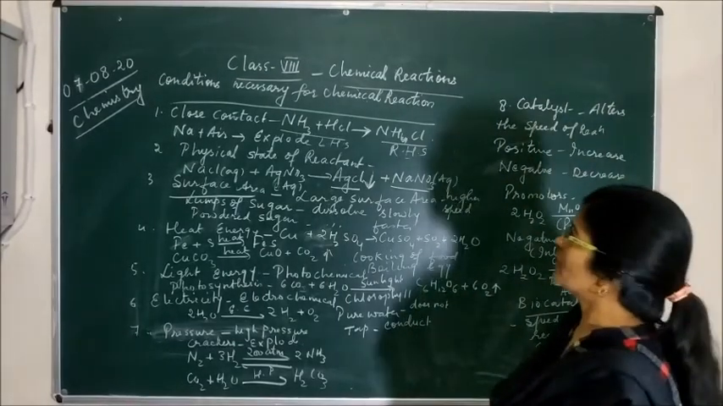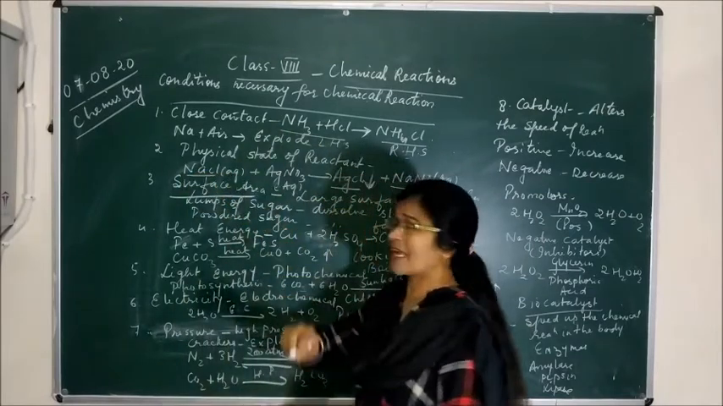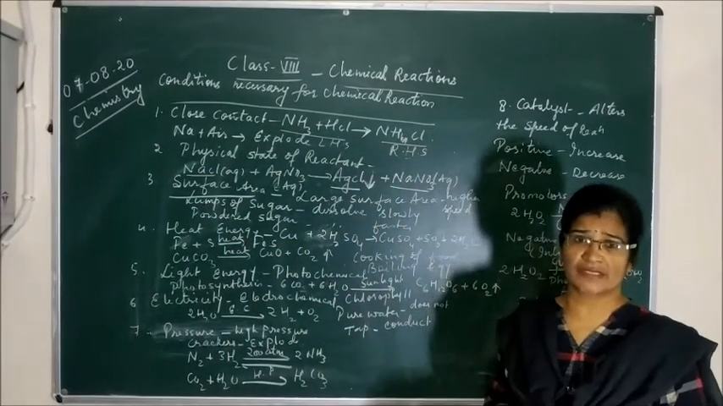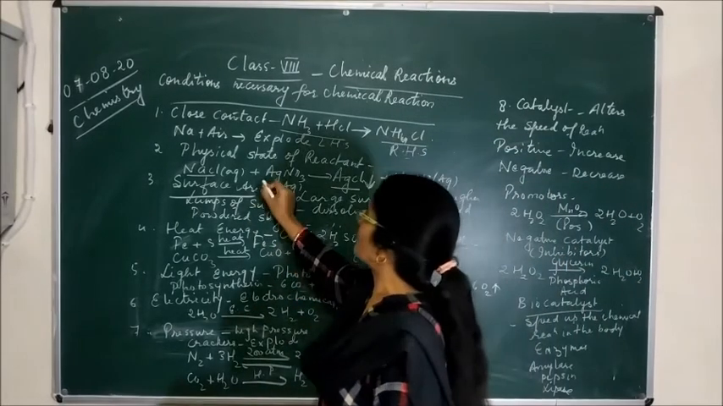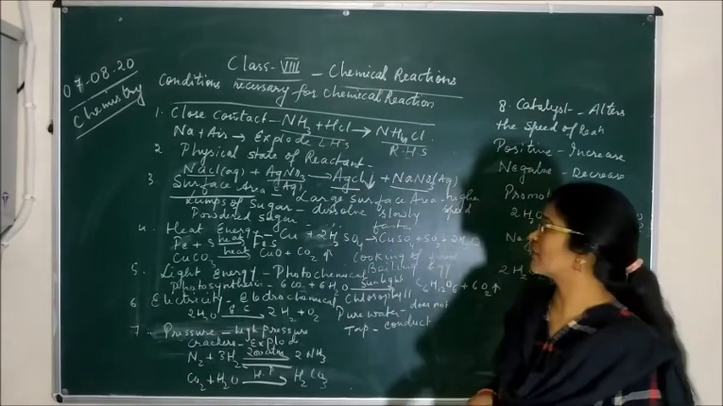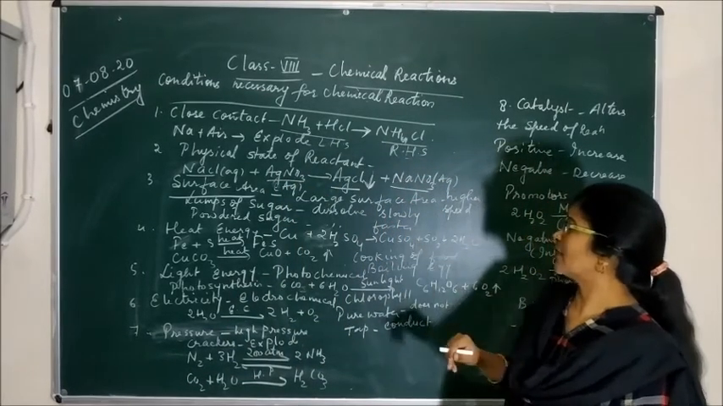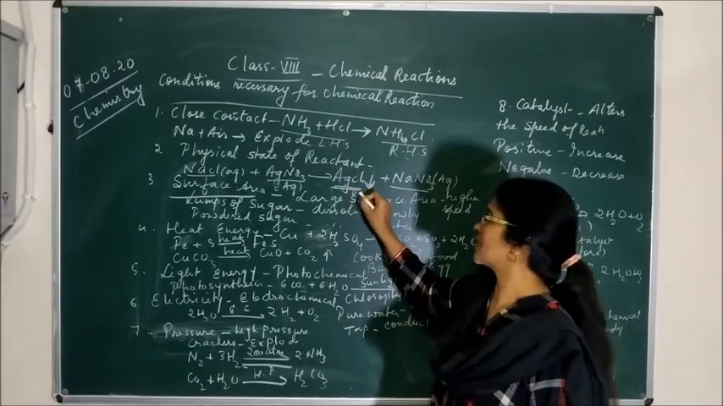Here I am giving you the example like sodium chloride. Sodium chloride is in the aqueous state. Aqueous state means when it is in the liquid form. So when sodium chloride combines with silver nitrate, which is also in the aqueous state, in the liquid form, when both of them react together, it forms silver chloride, and silver chloride is a precipitate.